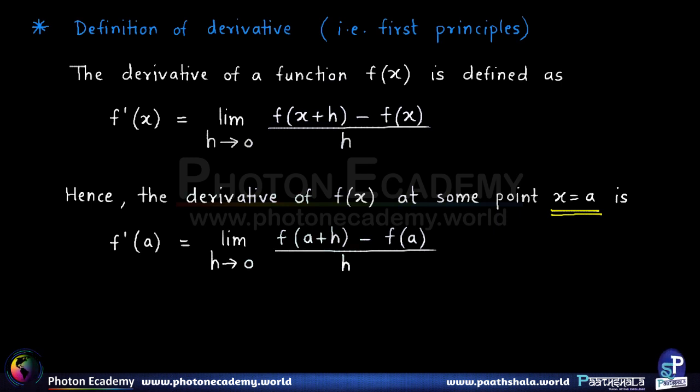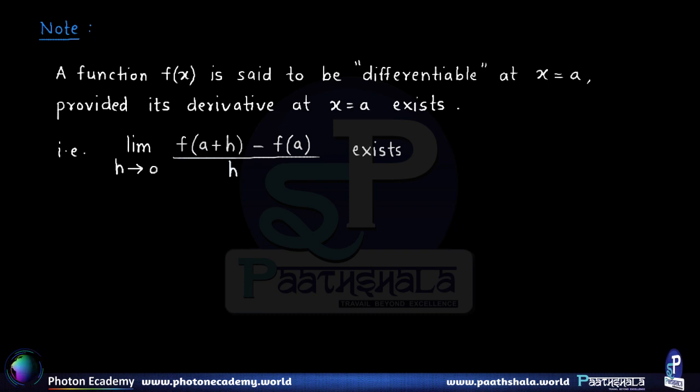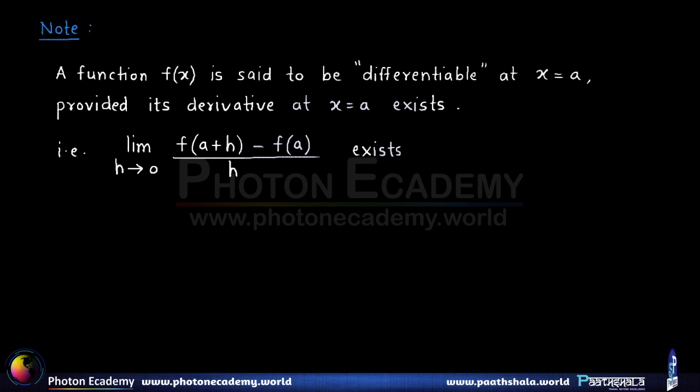Let's move ahead to the next. Here we have to understand the wording: a function f of x is said to be differentiable at x equal to a provided its derivative at x equal to a exists, that is, the limit of f of a plus h minus f of a, whole upon h, as h tends to 0 exists. So a differentiable function just means that its derivative exists at a particular point.